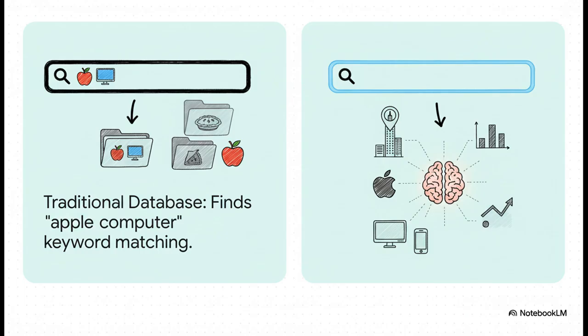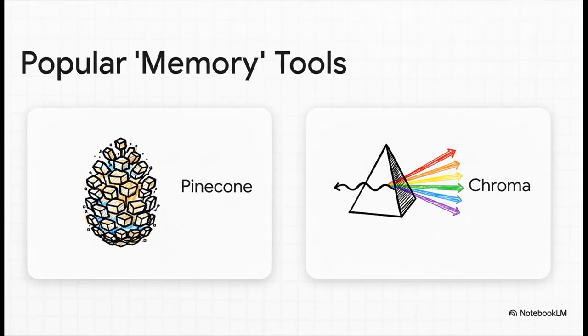But a vector database, it understands concepts. You can ask about a Cupertino tech giant, and it knows you mean Apple. That's called semantic search, and it's the magic that lets RAG find the right information, not just the word-for-word match. And to make this a little more real for you, a couple of the most popular tools you'll see people using for this job are Pinecone and Chroma. They're built from the ground up to handle these really complex vector searches at incredible speeds.